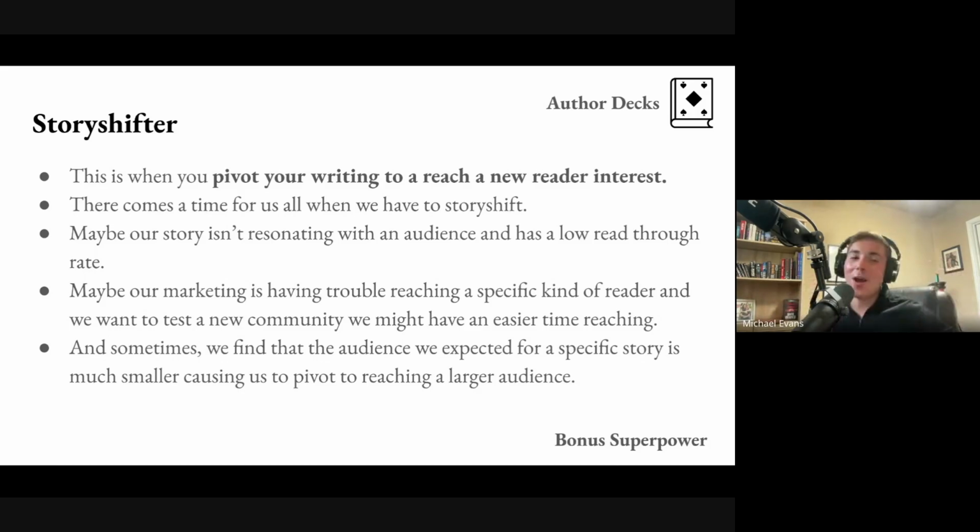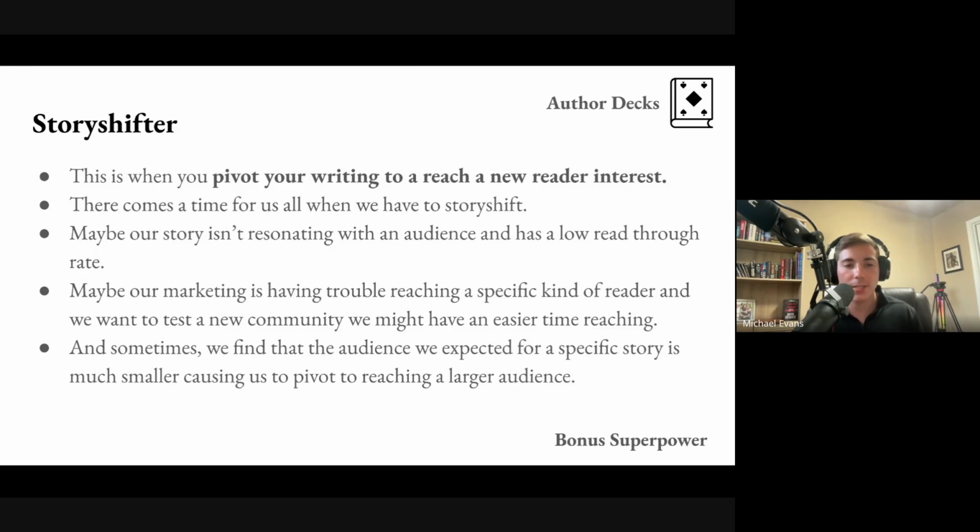But look, this all happens naturally. Sometimes the book doctor tells us, like, with these questions, we're hitting a dead end here. Like, this isn't working. And what's fun about stories is the story doesn't have to die; it just has to change. It can morph into something entirely new. Now, that's what story shifting is, right? When we pivot our writing to reach a new reader interest. Notice how I said the word interest here, not necessarily genre.